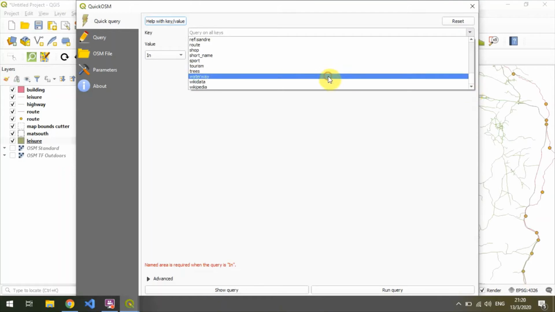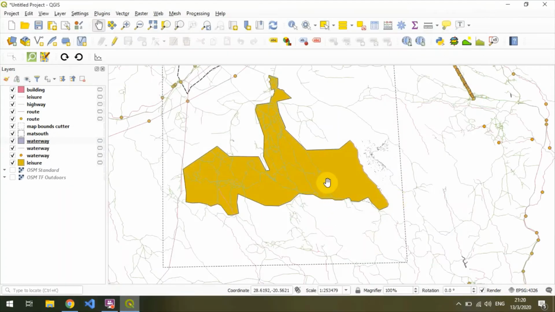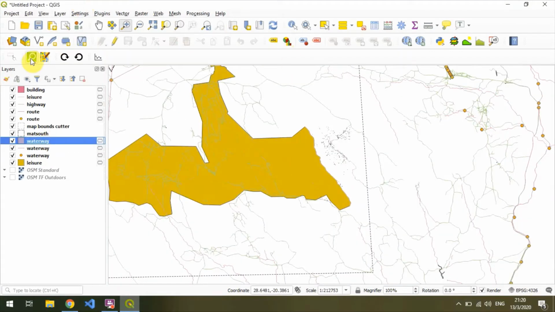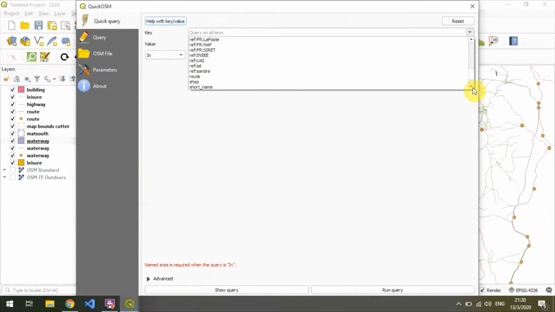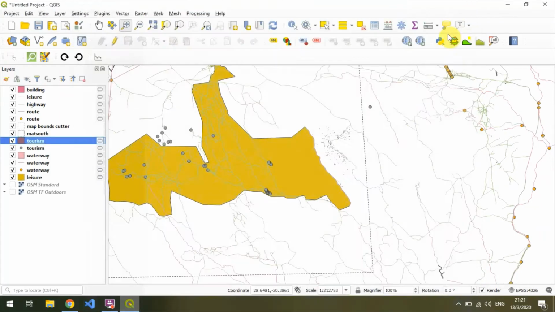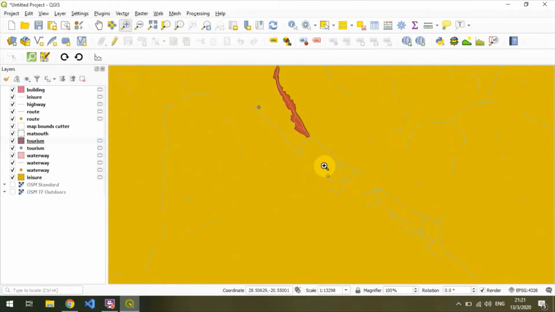And then there's some tourism points as well. Probably need to look at that and see whether they are interesting. Nah, not that interesting. Now that's just point data which really does not point to any specific feature.